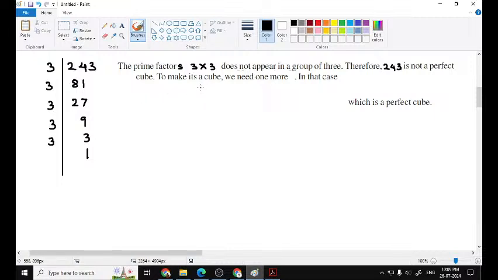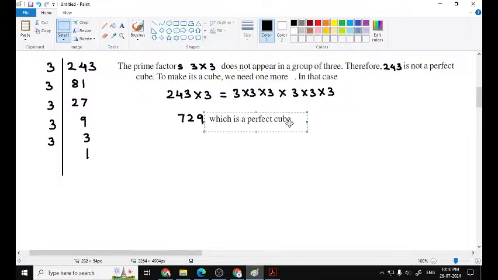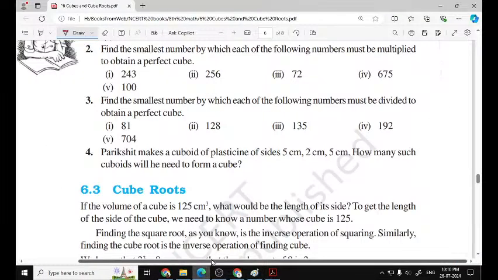To make it a cube, we need one more 3. So in that case, 243 is 3 into 3 into 3 into 3 into 3. We multiply both sides by 3. Now this is a perfect cube, 729, which is a perfect cube. So we must multiply 243 by 3 to obtain a perfect cube.